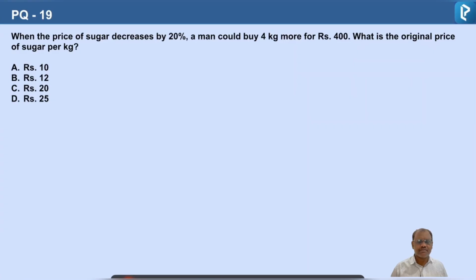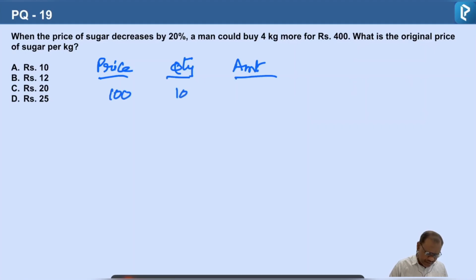Question number 19. When the price of sugar decreases by 20%, a man could buy 4 kg more for rupees 400. What is the original price of sugar per kg? So again, we will write price, quantity, number of kgs, and amount. So we will assume price as 100, quantity as 100, amount is 100 into 100, that is 10,000.